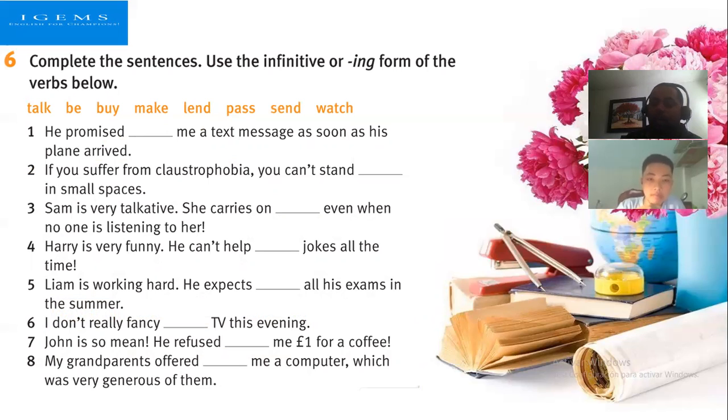Let's see. Number one, he promised to send me a text message. Okay, let me see. I'm sorry, I think you saw the next one. It always happens by mistake. But anyway, you can say that, that is correct. He promised to send me a text message as soon as his plane arrived. Number two, I think you already saw it, but you can say it, no problem.